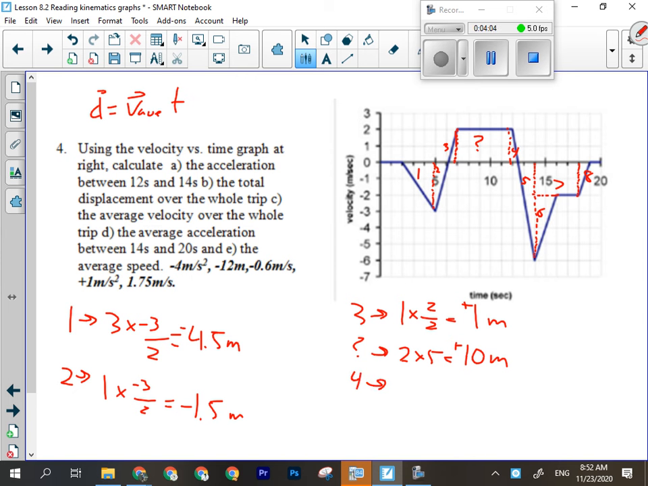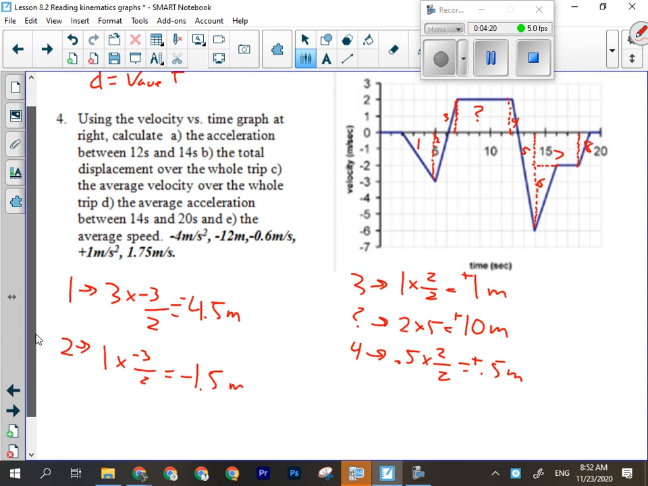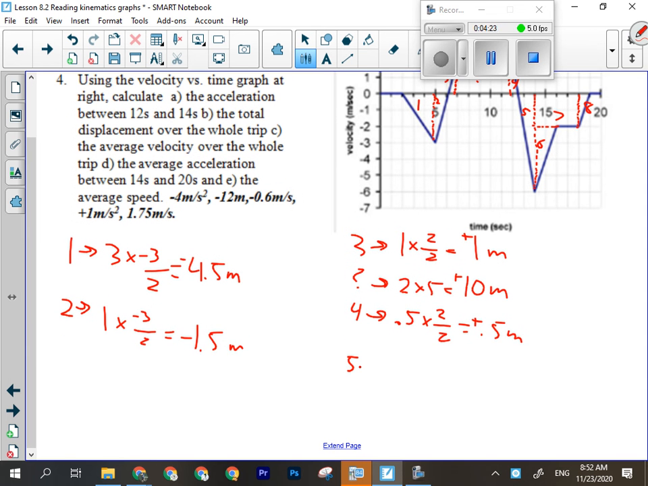Area number 4 is the little tiny triangle whose base is 1/2, so 0.5. Its height is 2, divided by 2. So 0.5 times 1 is 0.5 meters. That's positive. Our next one is area number 5. Area number 5 is this really long, skinny triangle. It's on the base 1.5 seconds, and it is -6 high, so -6 over 2.